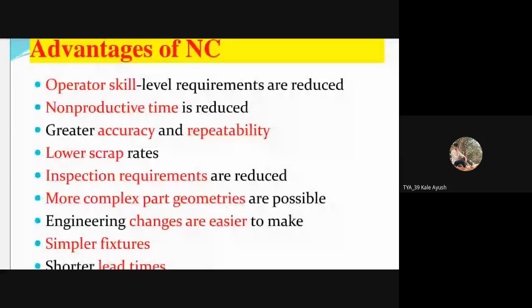Next, the non-productive time is reduced. Non-productive time is nothing but non-effective time. What is productive time? Whatever the production or operation will be. But non-productive is nothing but any delay. Any delay is nothing but non-productive time.